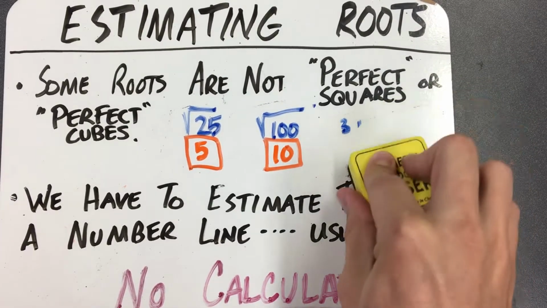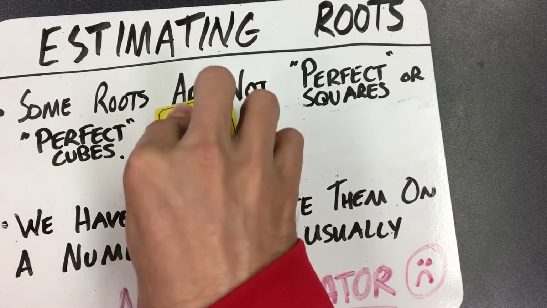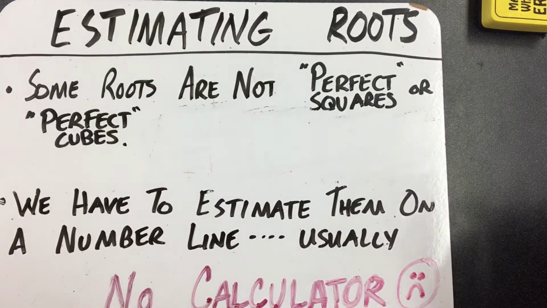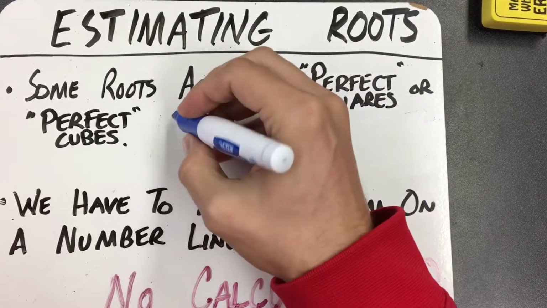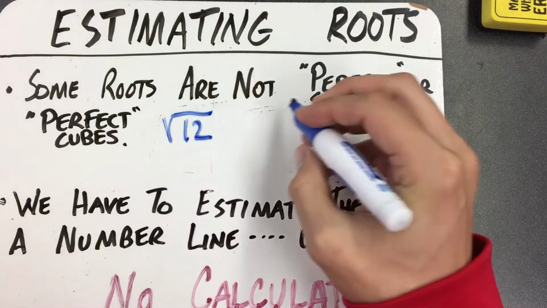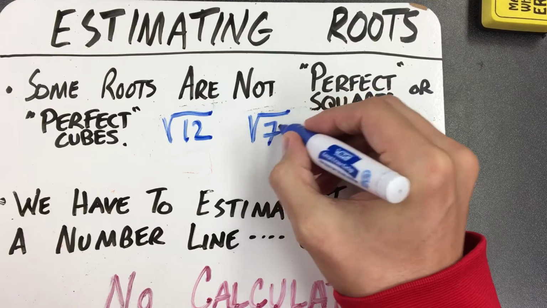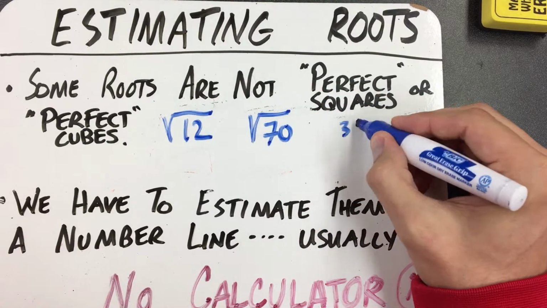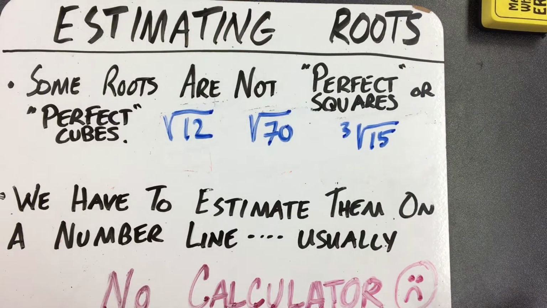Now, that was the lesson yesterday. Today, they're going to start throwing in all these other numbers, because does every single one of these questions always happen to work out perfectly like that? No. What if I happen to give you the square root of 12, or the square root of 70, or the cube root of 15? These don't have perfect answers, right? And so that's what we're going to do today.